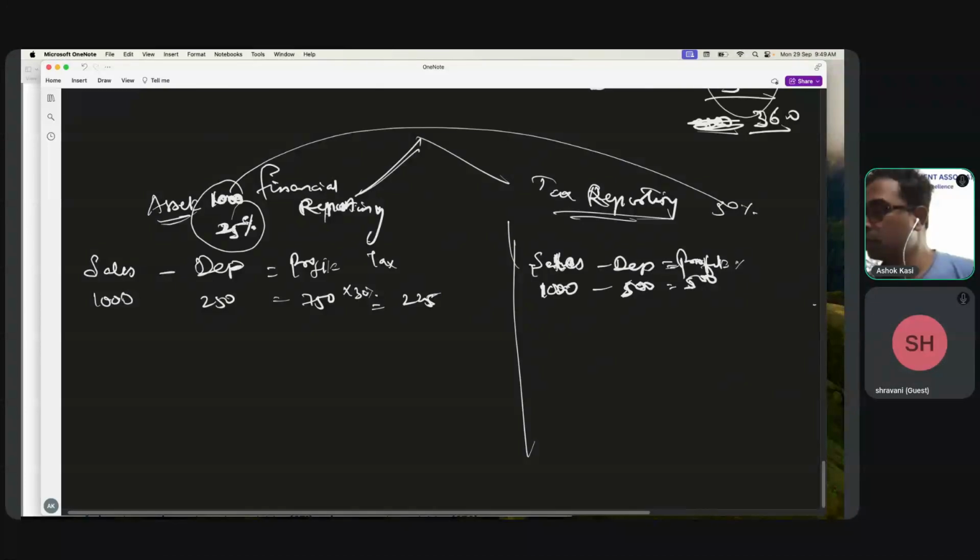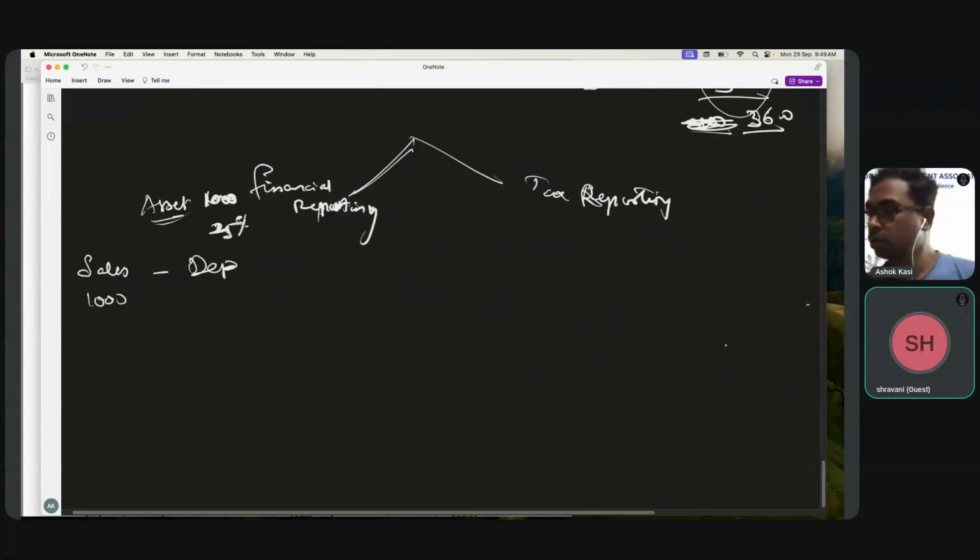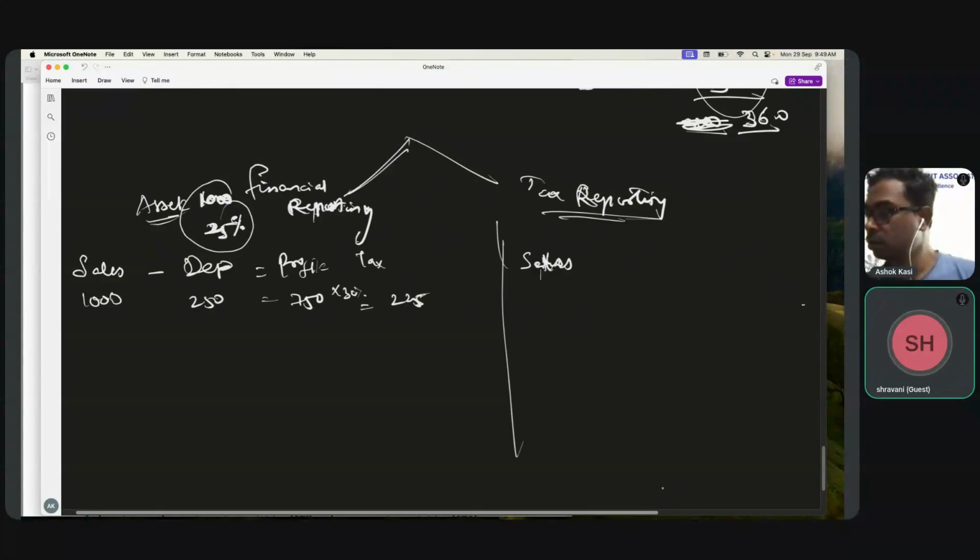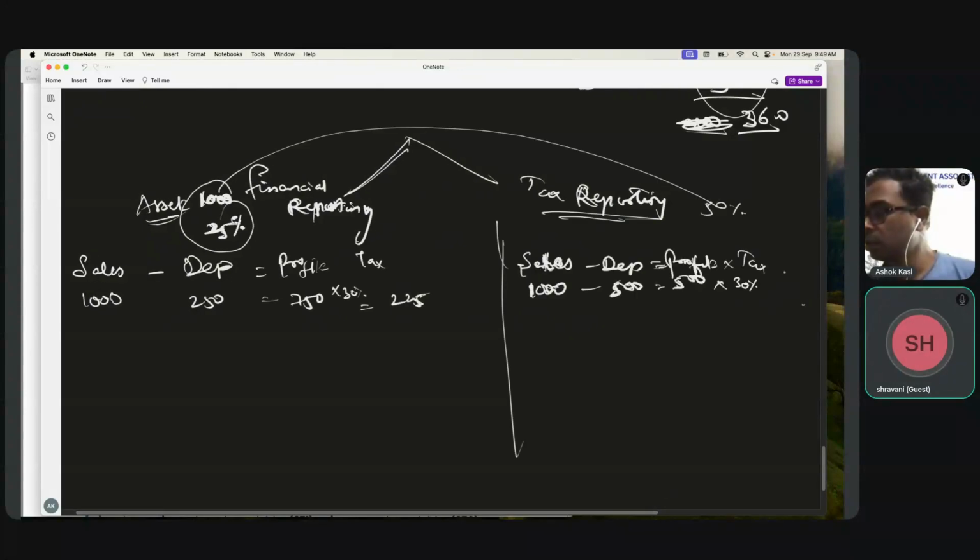Into tax. Tax is 30 percentage. So 150. Yeah, 150 tax.